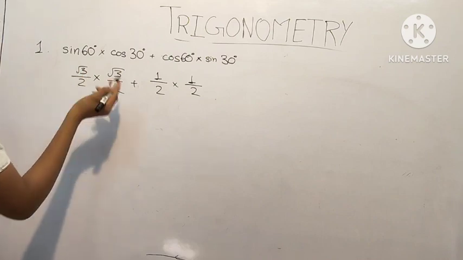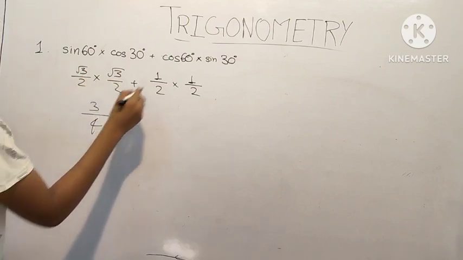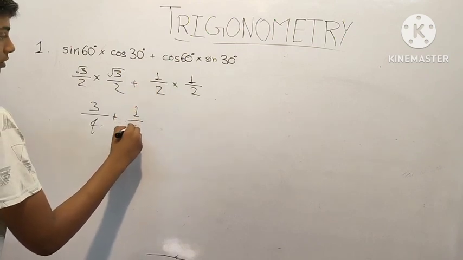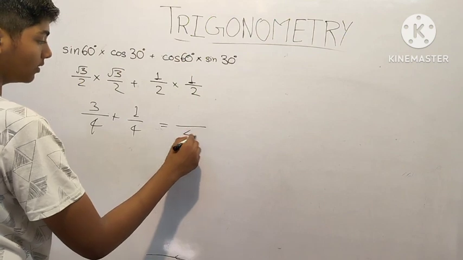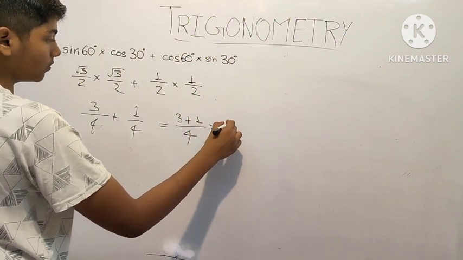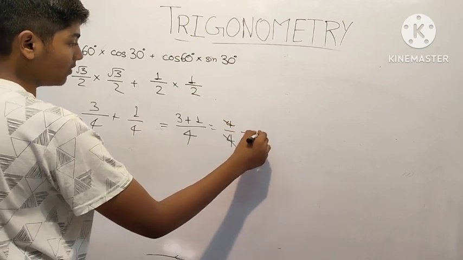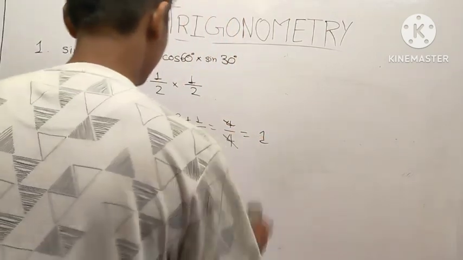Now, root 3 into root 3 is 3 and 2 into 2 is 4, plus 1 into 1 is 1 and 2 into 2 is 4. 4 and 4 are the same, so it is a like fraction, so the LCM would be 4. It would be 3 plus 1, which is 4 by 4, gets cancelled and we get 1. So this was the solution of the first question. Now let's move on to the second question.